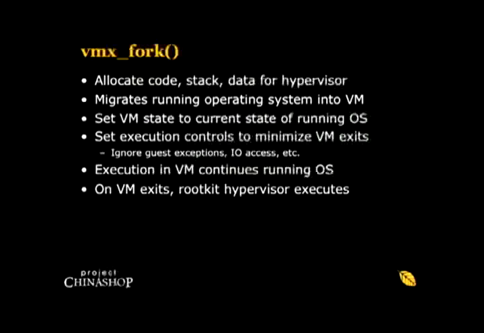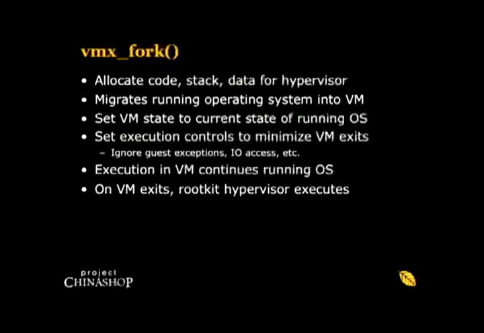When you're actually forking the system, you need to create the memory for the hypervisor, carve out code, stack, and data space for it, and initialize the VM state to that of the running operating system. Then figure out the execution controls you want to minimize VM exits. For a rootkit, we don't really care about guest exceptions. We'll let the OS handle them. If it doesn't handle them, it'll crash just like it normally does. And we'll configure a VM exit for the I/O access that we're interested in.